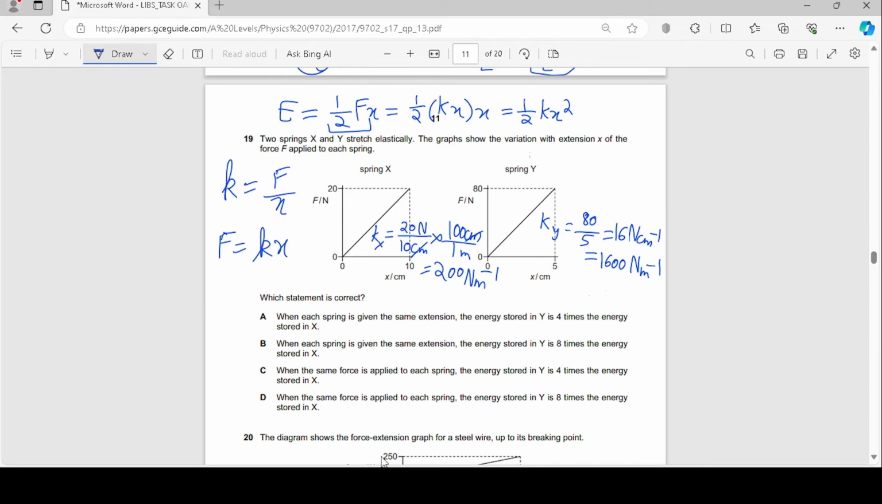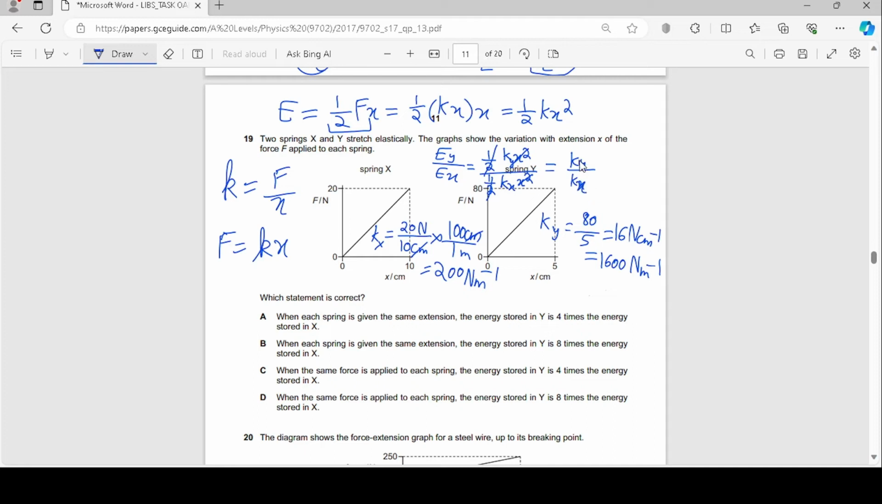Okay, so then I suppose we could set up a ratio. The energy stored in y is 4 times the energy stored in x. So Ey over Ex is equal to half ky x squared divided by half kx x squared. They have the same extension, so I can cancel out x squared and the half as well. So it's the ratio of their constants, basically ky over kx.